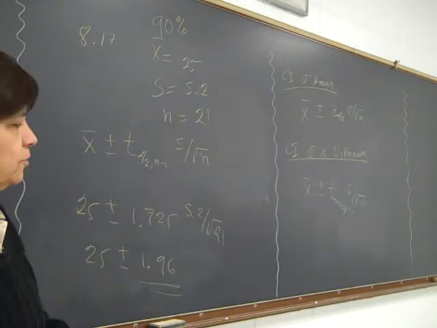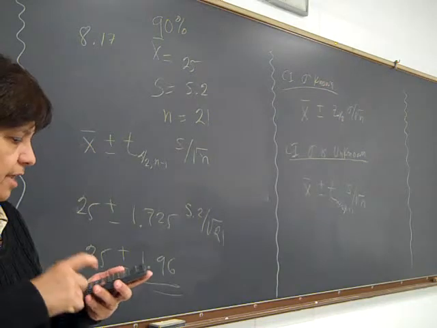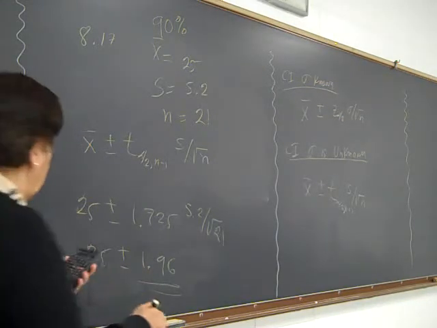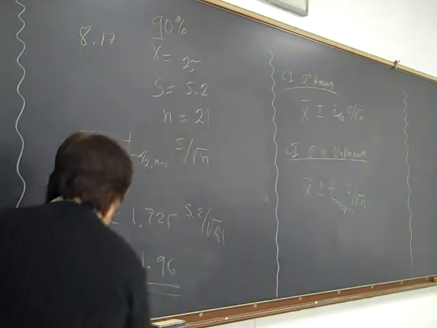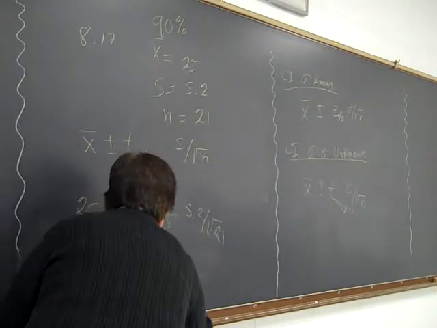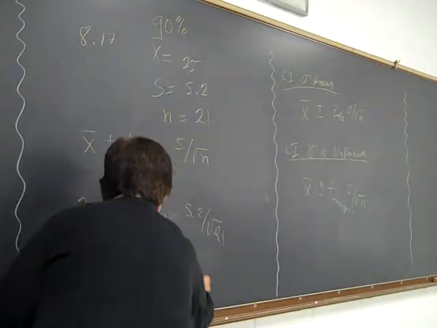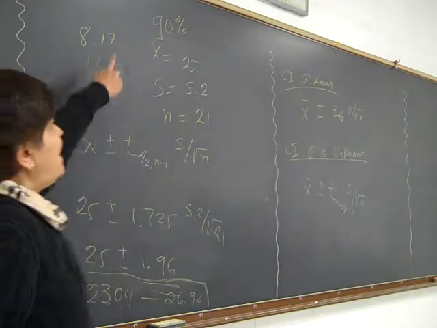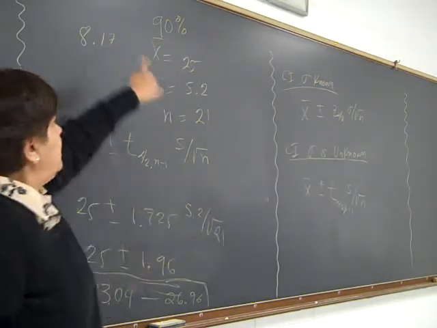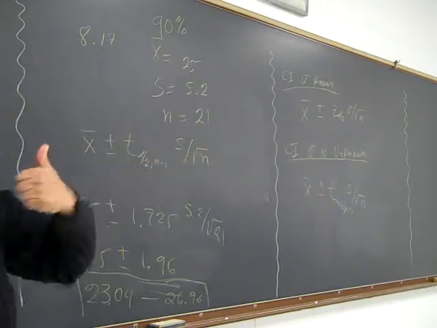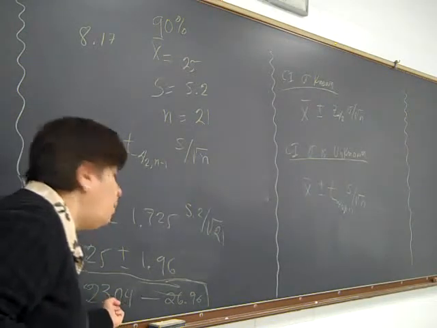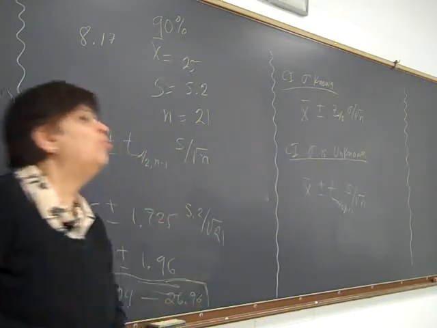So it's 25 minus 1.96, and the confidence interval is 23.04 through 26.96. So what I'm saying is that I am 90% sure. That's my confidence level. I'm 90% sure that the real population mean is between 23.04 and 26.96.